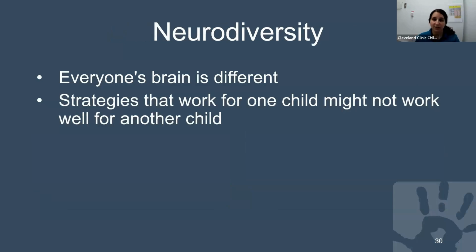So neurodiversity refers to the fact that everyone's brain is different. Someone who likes the taste of mac and cheese, the person next to them might not, and that's okay. Everyone's brain processes differently and functions differently. So therefore, that means that a strategy that works for one person or one child might not work for another.